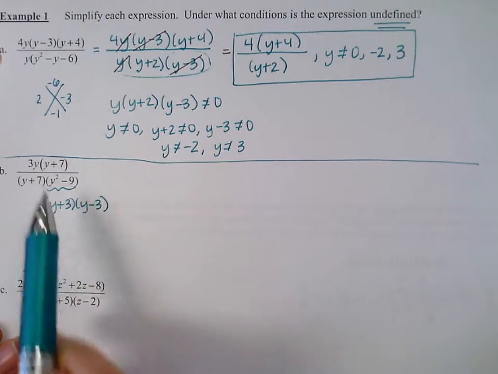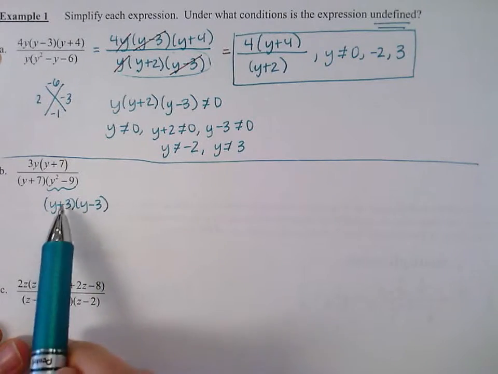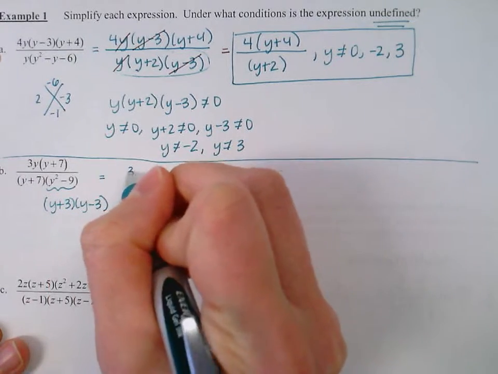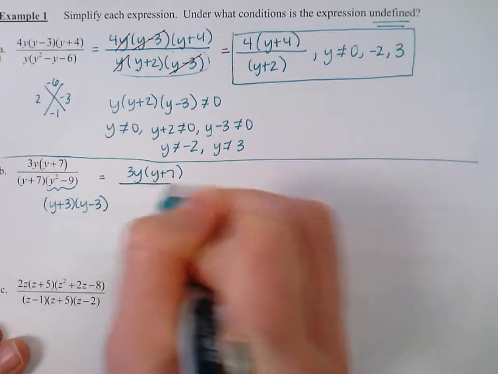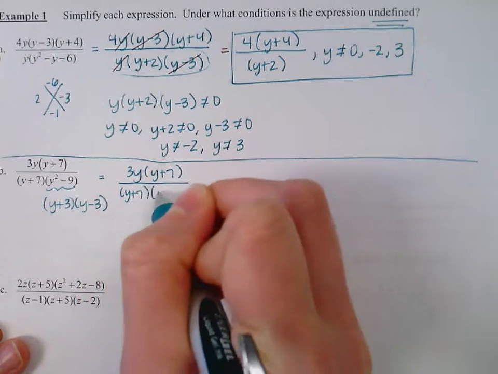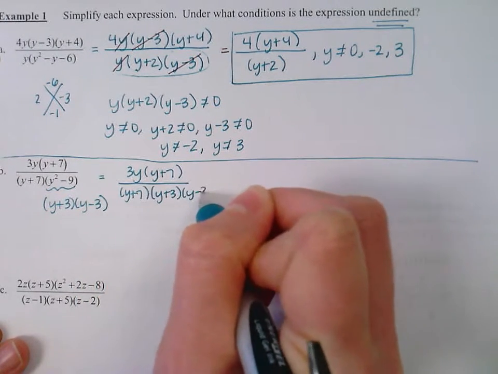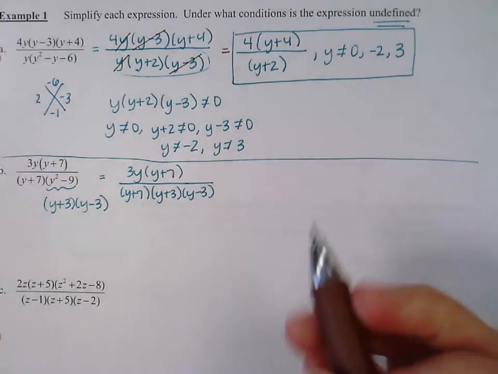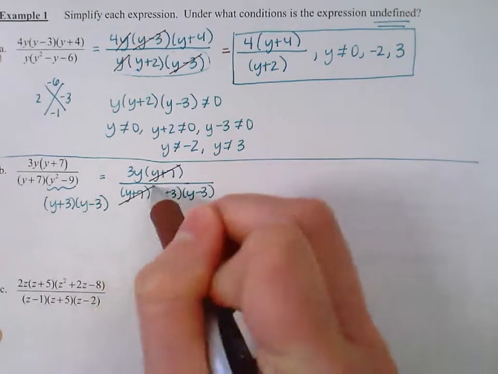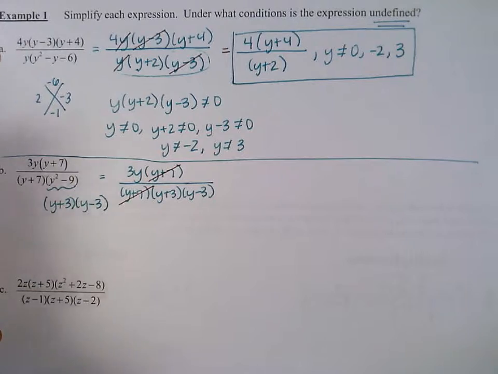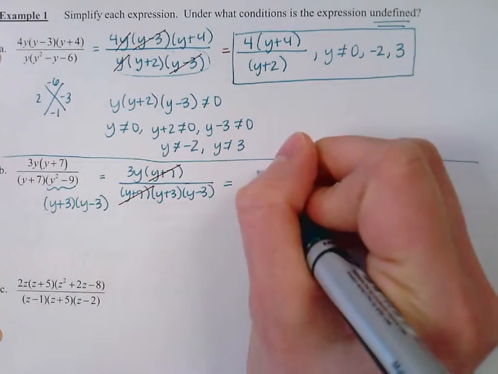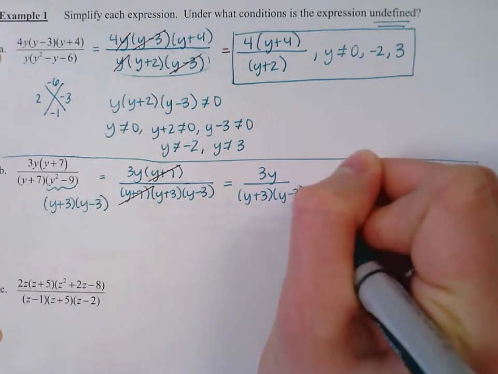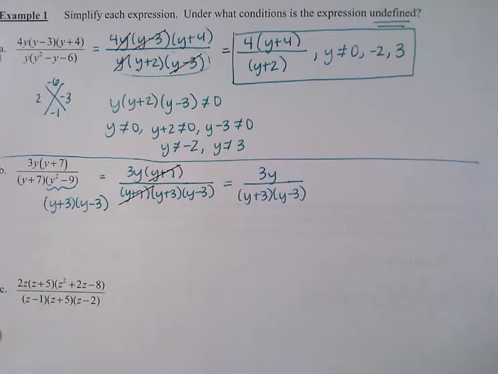So you take the square root of the y squared, which is y, the square root of 9 is 3, one's plus, one's minus. That's how every difference of squares factors. So I have 3y times y plus 7 on the top over y plus 7 times y plus 3 times y minus 3 on the bottom. And I look for any common factors. I see that the top and bottom both have a y plus 7 that would cancel out, and that is it. So I am left with 3y over y plus 3 times y minus 3. That would be the simplified expression.